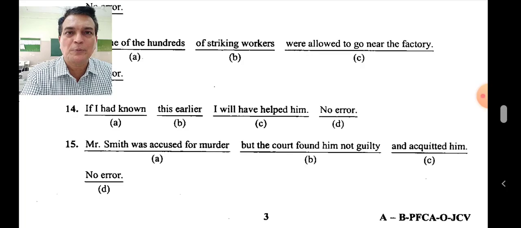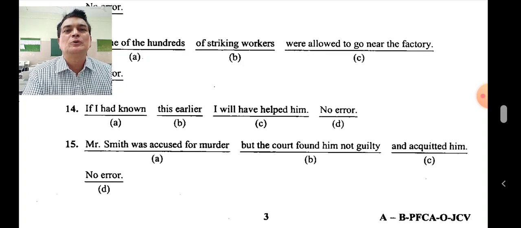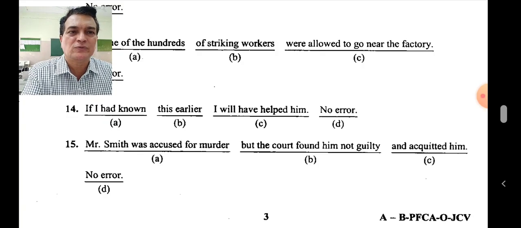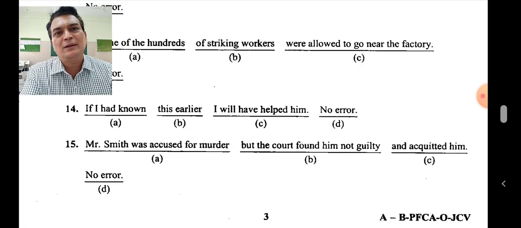With accused, what preposition follows? Accused of. So you must have come to know that many of these questions are on prepositions. So study prepositions well, then you can score well. Mr. Smith was accused of murder, but the court found him not guilty and acquitted him.